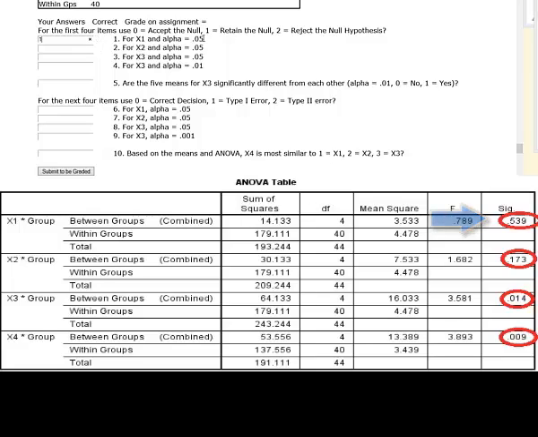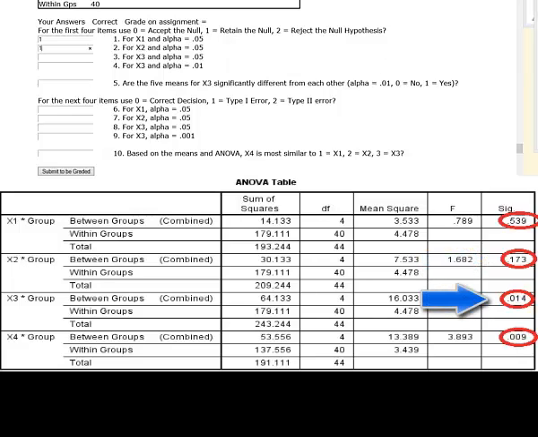Note that we will never accept the null hypothesis. If you put a 0 in for any of these first 4 items, you will be wrong. For x2 and alpha equals 0.05, we find the significance level is 0.173, which is also greater than 0.05, so we will also retain the null hypothesis for x2.